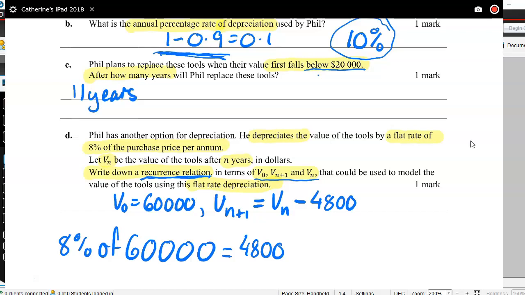Okay, so next topic is going to be nominal and effective interest rates.